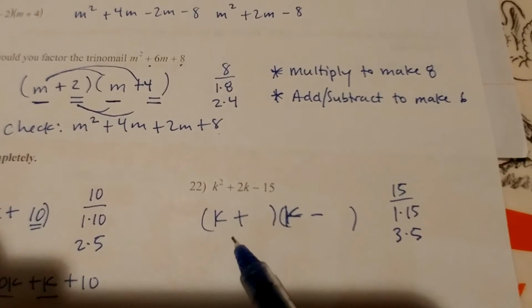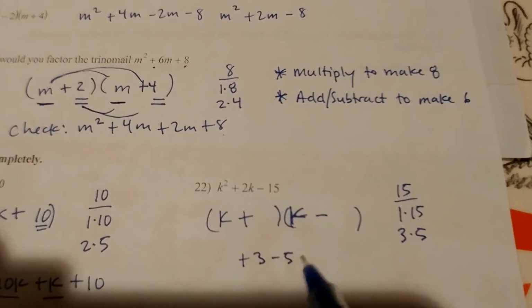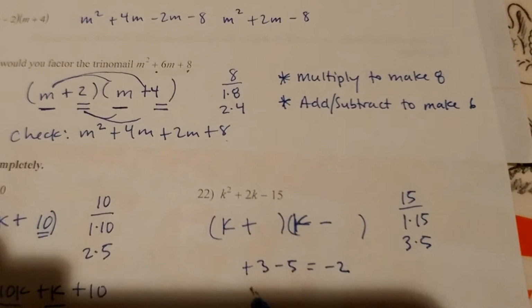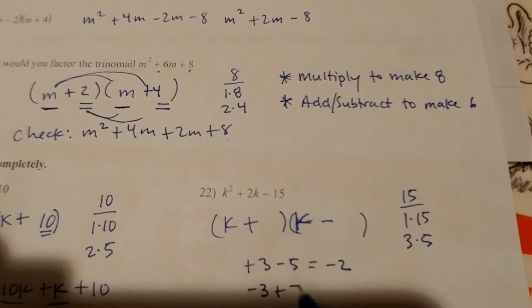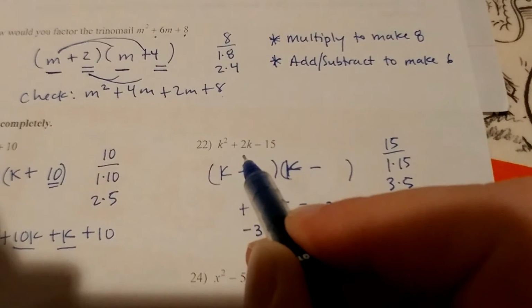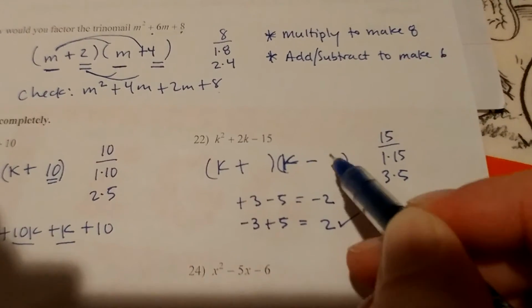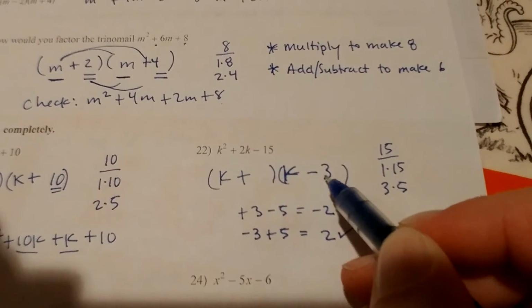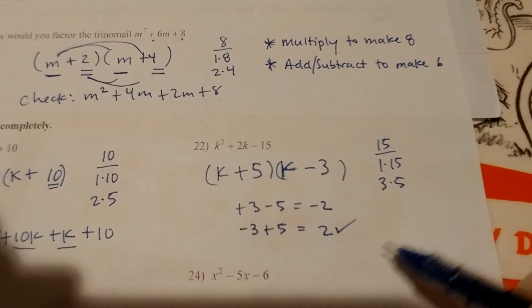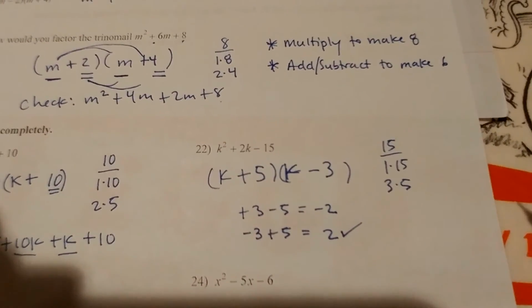Now, be careful, because if we had a positive 3 minus 5, we'd get negative 2. If we had a negative 3 and a positive 5, we'd get positive 2. We want a positive 2, so it must be this one. So minus 3 plus 5. And you can check to distribute that and see if you got it right.